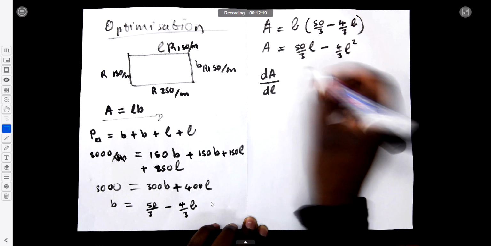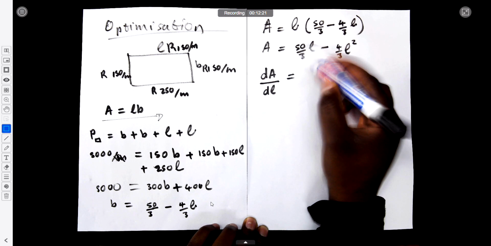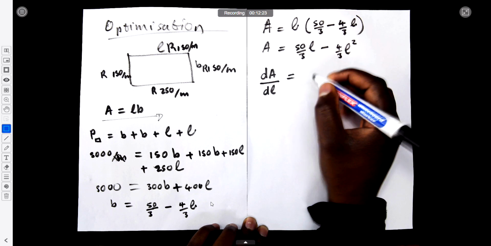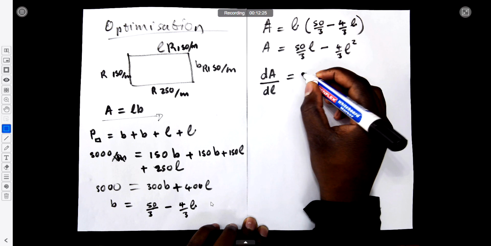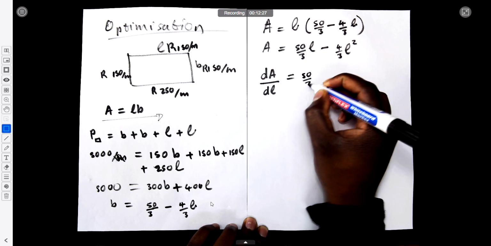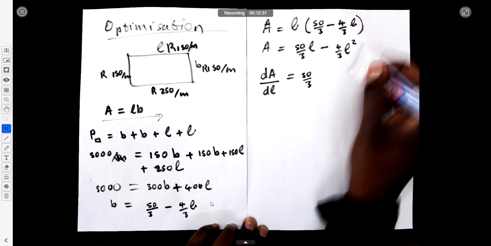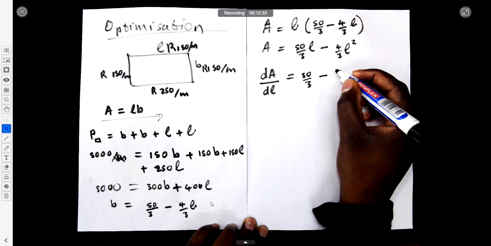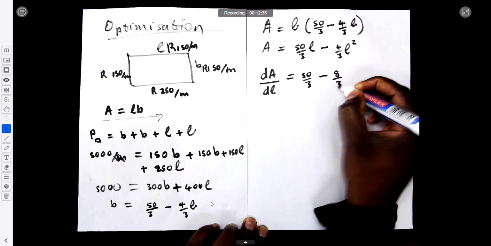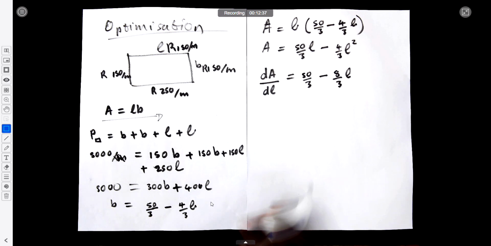So dA/dL is equal to the derivative of this in terms of L. So dL/dL gives 50/3. The derivative of 4/3 L squared is minus 8/3 L, so multiply by 2 and subtract 1. We've utilized the power rule. So the function is in terms of L.